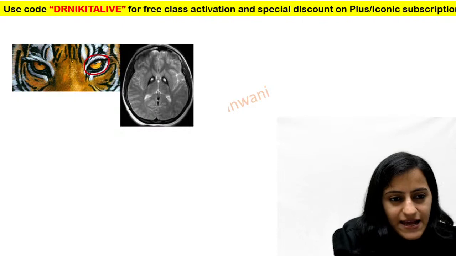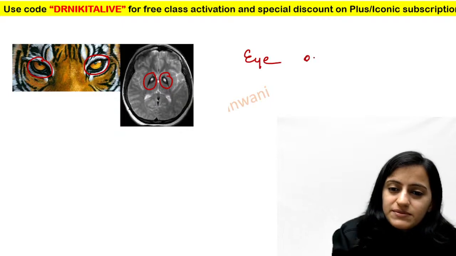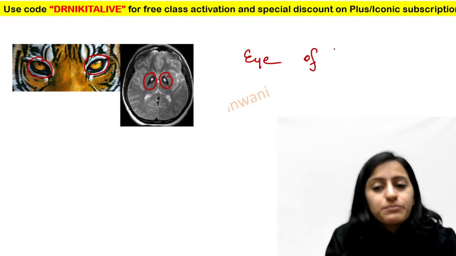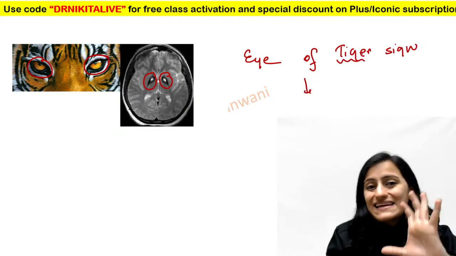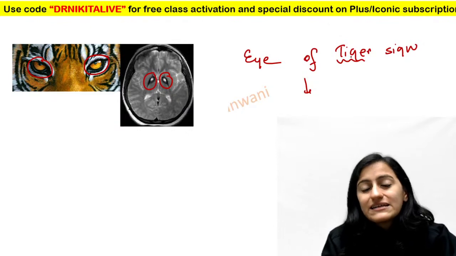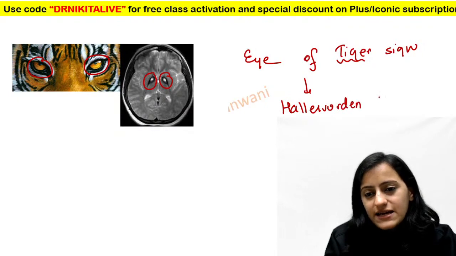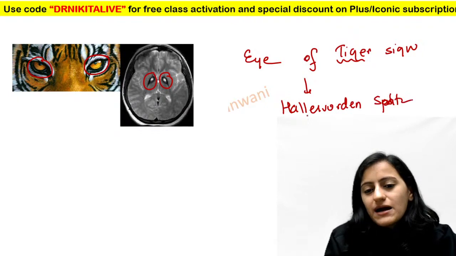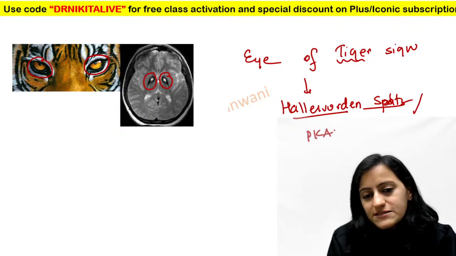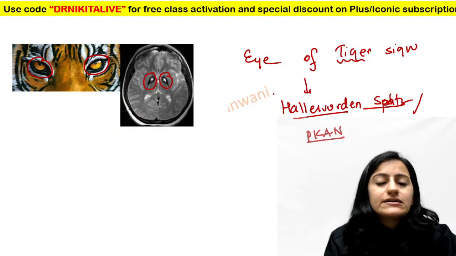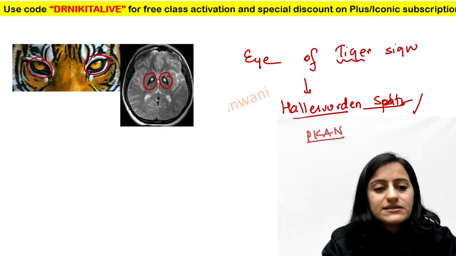You can see this eye of tiger. This is the eye of tiger appearance here on MRI. So just remember these important signs. Now we are looking at some important signs in neuroradiology. Eye of tiger sign. You can remember as tiger is a very scary animal, like Halloween. Halloween is your Hallervorden. Okay, so eye of tiger sign is seen in Hallervorden-Spatz disease. Halloween is Hallervorden-Spatz disease, which is also called PKAN, pantothenate kinase associated neurodegeneration. So eye of tiger sign is seen in Hallervorden-Spatz disease.